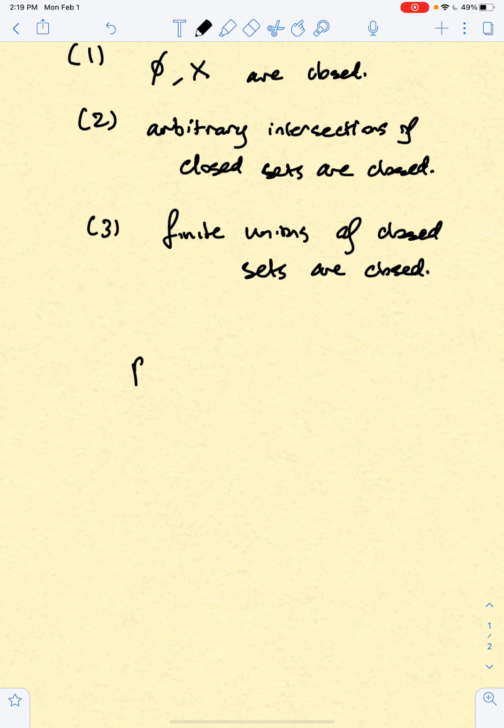The proof is actually kind of really straightforward. What is that? I don't know what's happening. Maybe it's my pen.